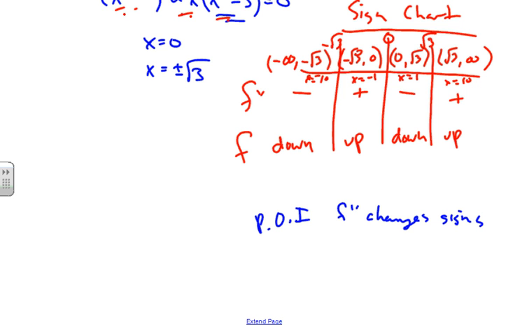Well, we can see f double prime changes signs here. So here's a point of inflection. Point of inflection. That's what POI represents. Point of inflection here as well. And then we also have a point of inflection right there at square root of 3. So let's write those out, and let's go back to our original equation.